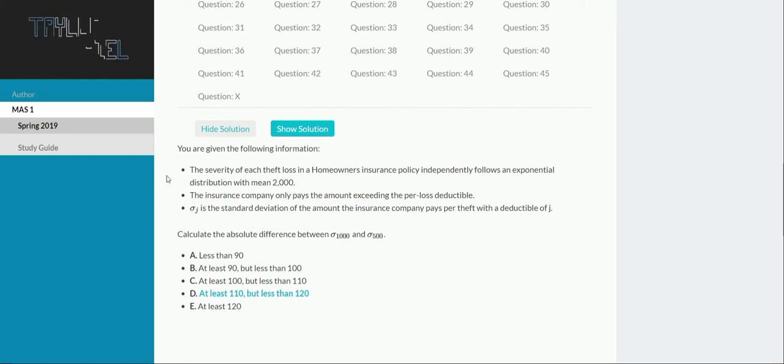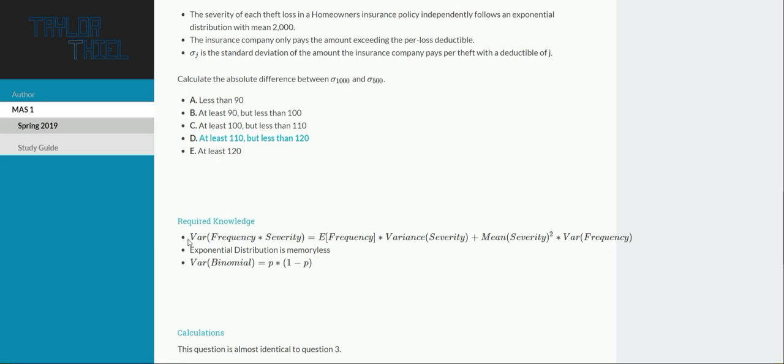For this question, it's actually really similar to question 3 of the same exam, if you want to refer to that video for reference. So it boils down to really knowing this formula for compound frequency severity distributions. So definitely need to know this formula. Second, whenever you see deductibles and exponential distributions, chances are you're going to need to use this knowledge that exponential distributions are memoryless. So definitely need to know that. And then finally, that the variance of a binomial distribution is p times 1 minus p, or probability of success times probability of failure.